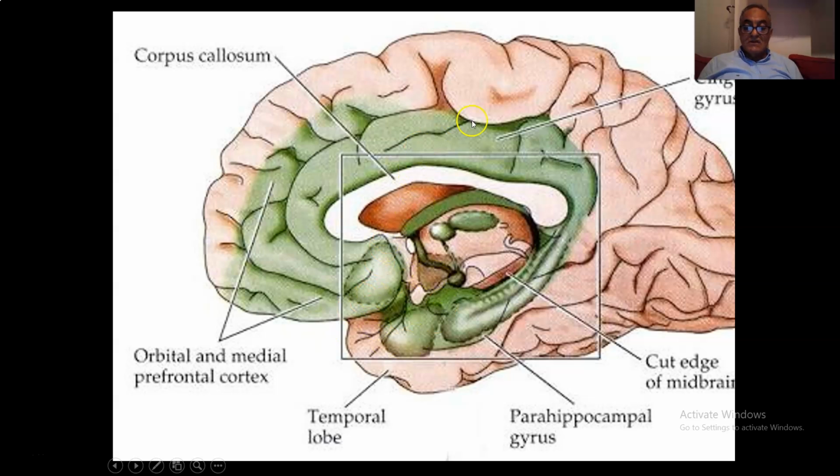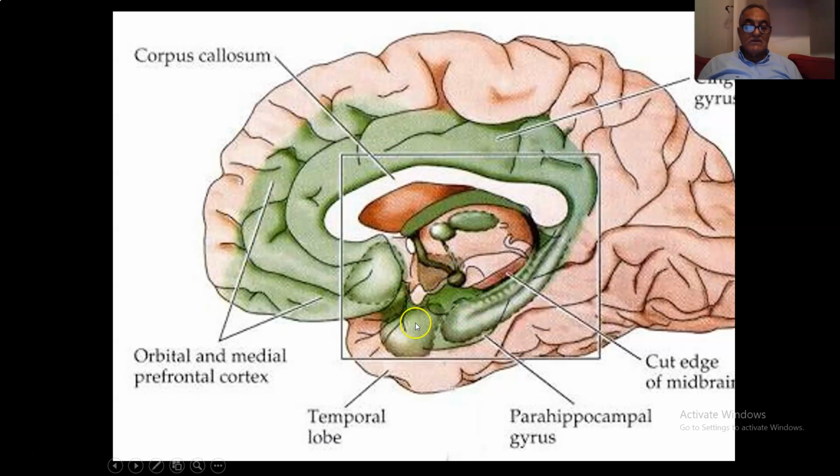This is a view of the medial surface of the cerebral hemisphere, showing how the limbic system is represented. Here, this gyrus is the cingulate gyrus, and then it is connected to the parahippocampal gyrus. The parahippocampal gyrus contains, deep to it, the hippocampus. Getting out from the hippocampus are the fimbria of the fornix, forming then the crura, then the body and the column of the fornix, ending into the mammillary body.